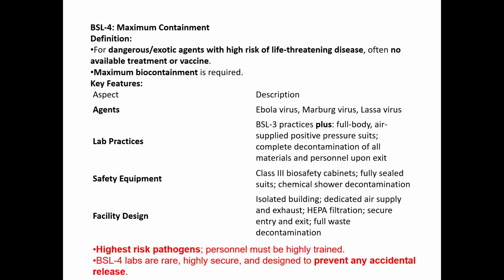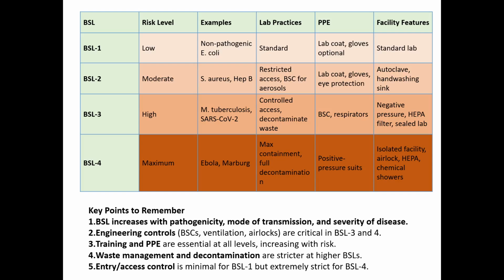So this was about it, and this is a comparison between BSL 1, 2, 3, and 4. So this is a quick remember table. The level of risk, you see, goes upwards from 1 to 4. BSL 1 is low, BSL 2 risk is moderate, BSL 3 is high, BSL 4 is maximum. Examples of pathogens or agents that can be used here: in BSL-1 we have non-pathogenic E. coli, in BSL-2 we have Staph aureus, Hep B, inactivated HIV, etc.